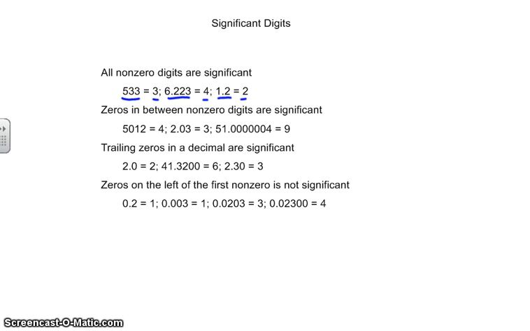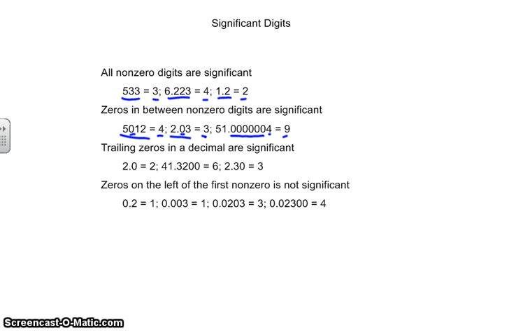My next significant digit rule is zeros in between non-zero digits are significant. So look, I have a 0 here, but I have non-zeros on either side, so there's 4 total digits. A 0 in between there, so I have 3. Here I have a ton of zeros, but then I have a 4 at the end. So every one of those is significant to give me 9 significant digits.